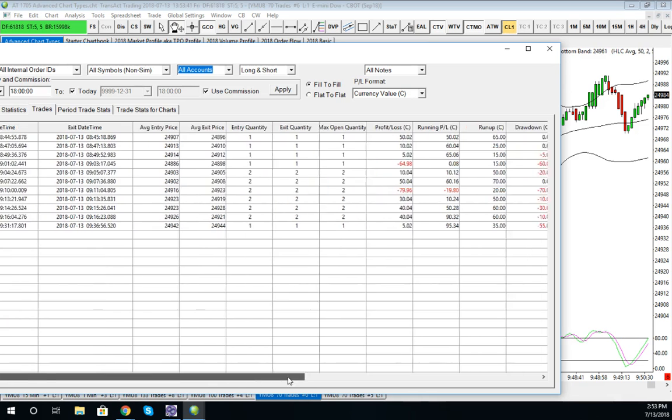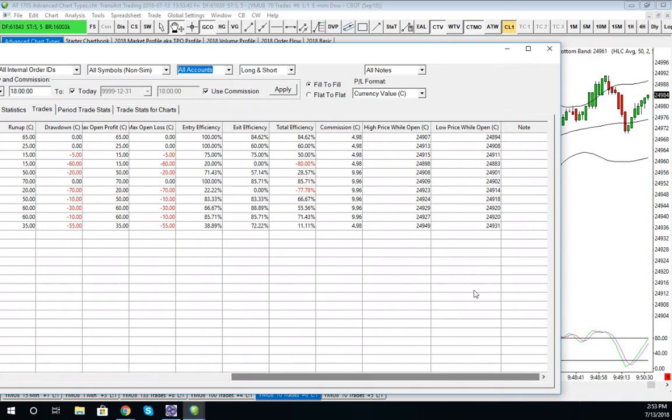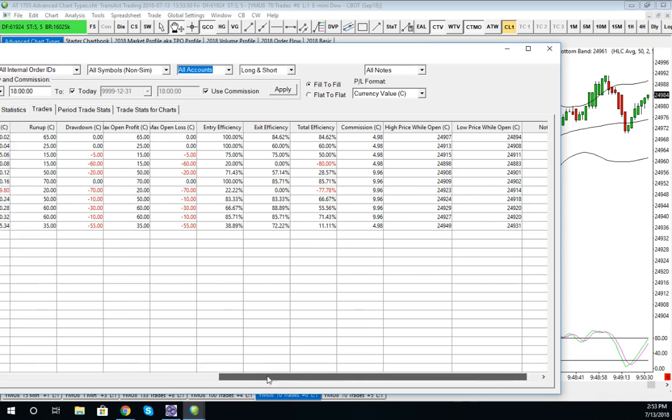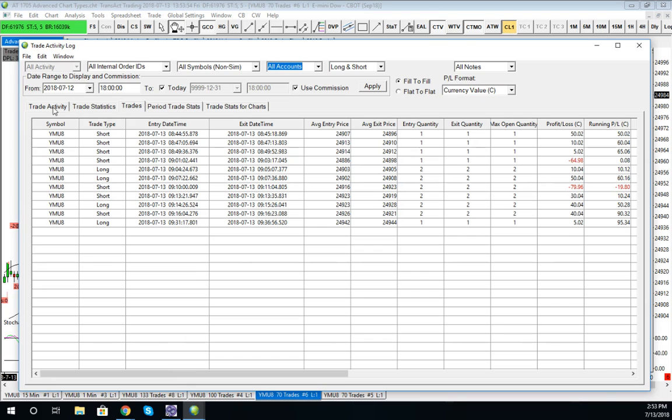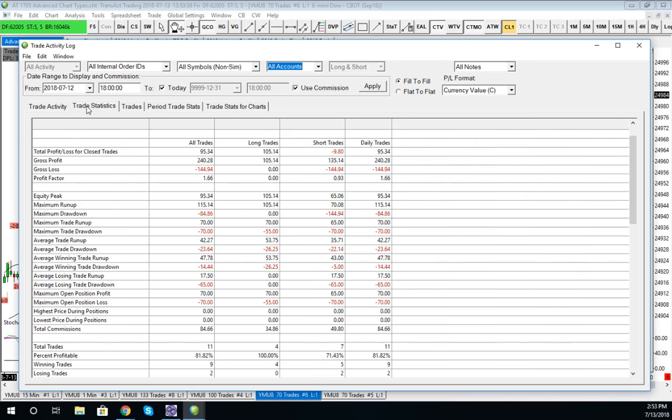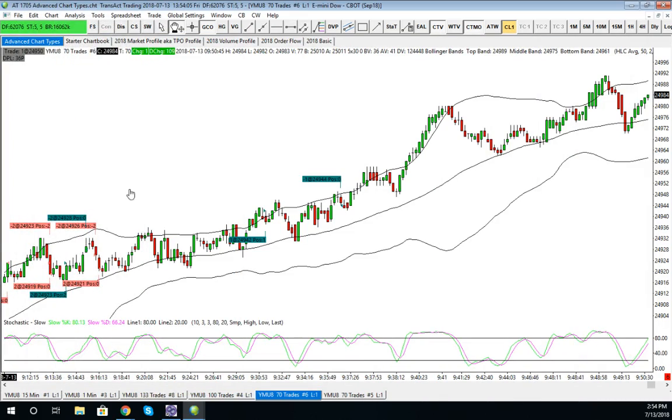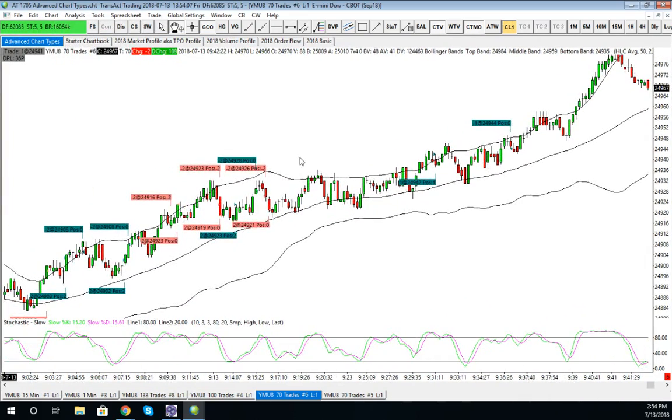This platform lets us look at some interesting data: low price while open, high price while open. So it's pretty cool. You also have this summary here: 81%, 11 trades. So this is how you can continue to review your sessions and try to improve.